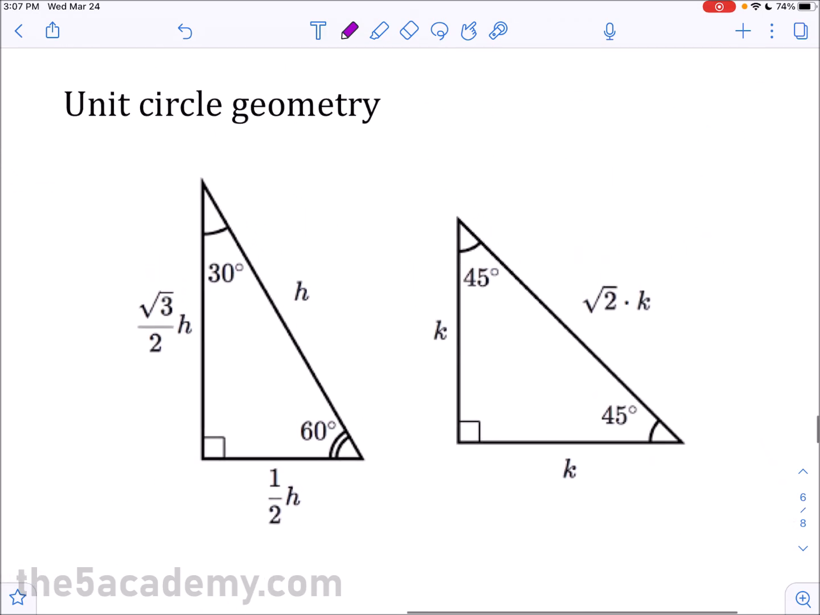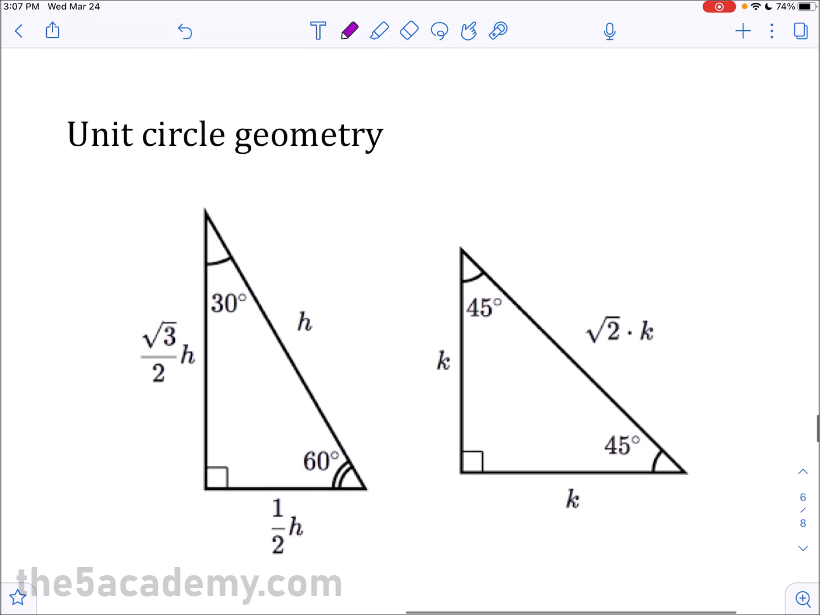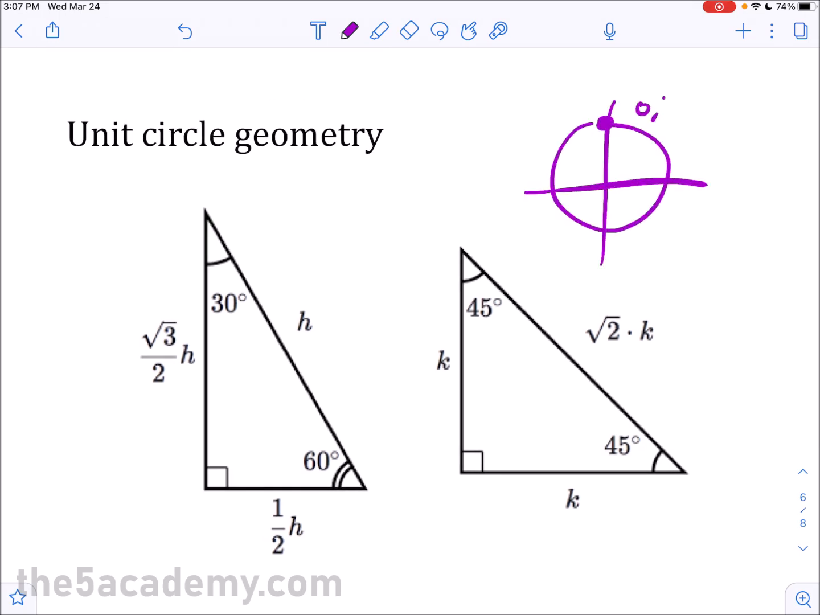Unit circle geometry. The unit circle, maybe I should draw this out. The main thing you need to remember is that you have these 4 points: 0, 1; 1, 0; negative 1, 0; and 0, negative 1. And you also have A, S, T, C. So this is where all three, sine, cosine, tangent, are all positive. This quadrant, only sine is positive. This one, only tangent is positive. This one, only C is positive, cosine.